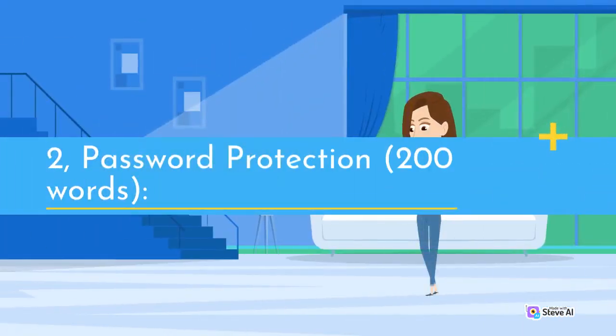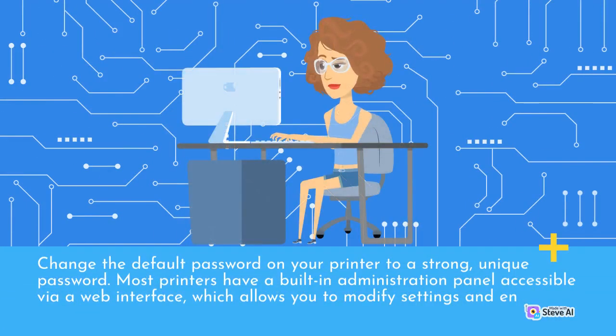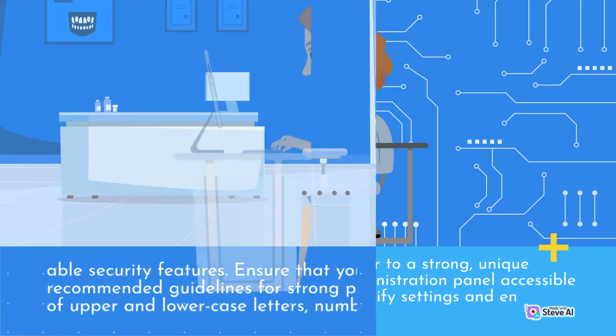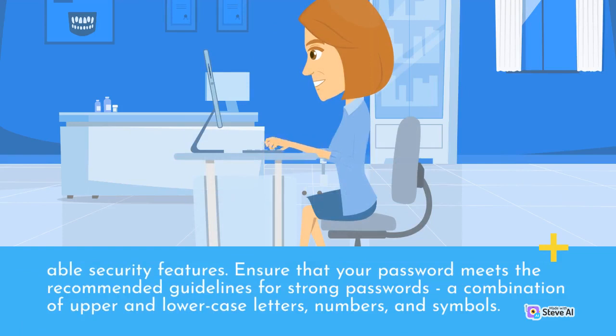2. Password protection: 200 words. Change the default password on your printer to a strong, unique password. Most printers have a built-in administration panel accessible via a web interface, which allows you to modify settings and enable security features. Ensure that your password meets the recommended guidelines for strong passwords, a combination of upper and lowercase letters, numbers, and symbols.